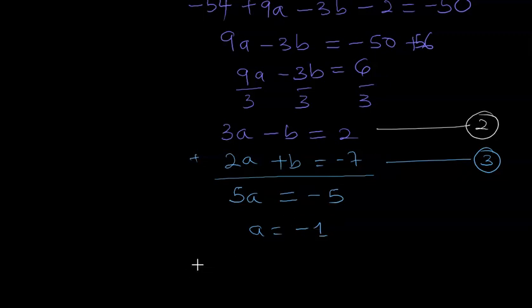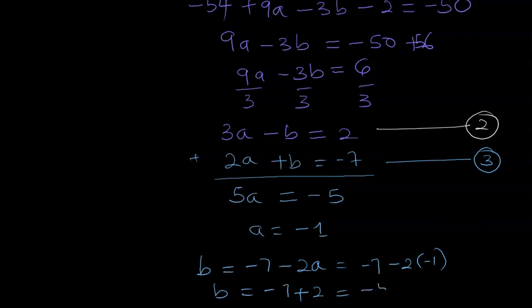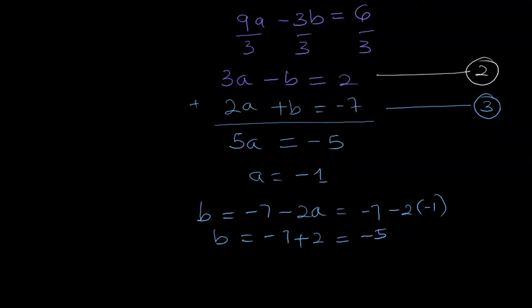So we can use equation 3. So b is going to be minus 7 minus 2a, which is minus 7 minus 2 times minus 1, because I just substituted the value of a as minus 1. That's minus 7 plus 2, and that's minus 5. So the first part of the question has been gotten, which is the value of a is minus 1 and b is minus 5.